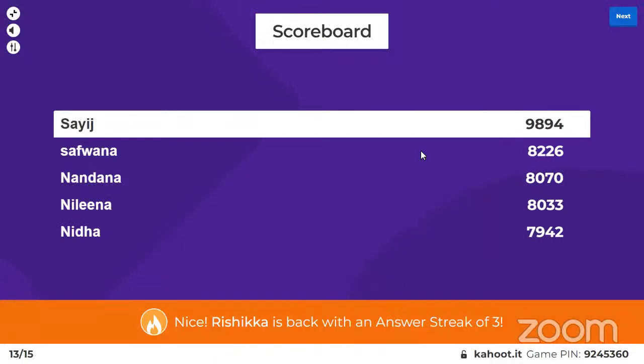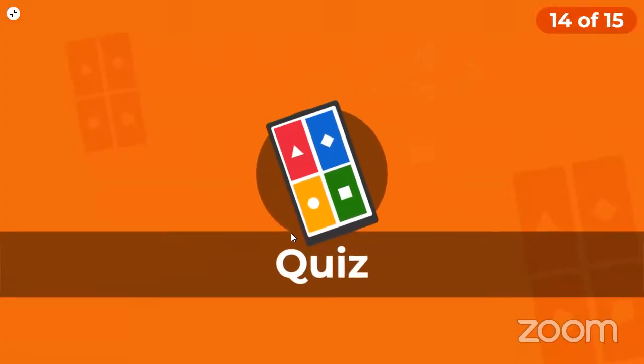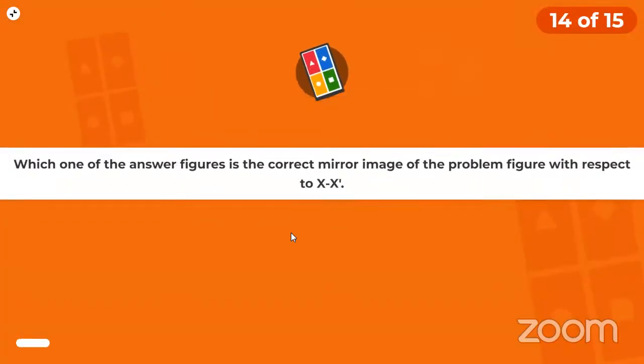Leaderboard. No changes in the leaderboard, only changes in the points tally. Sai, Safana, Safwana, Nandana, Nilina, and Nida. And the topper has 9895 points. Rishika is back in the score with an answer streak of 3. So that's the news from the leaderboard. Now moving on to the second last question. We have 2 more questions including this question.